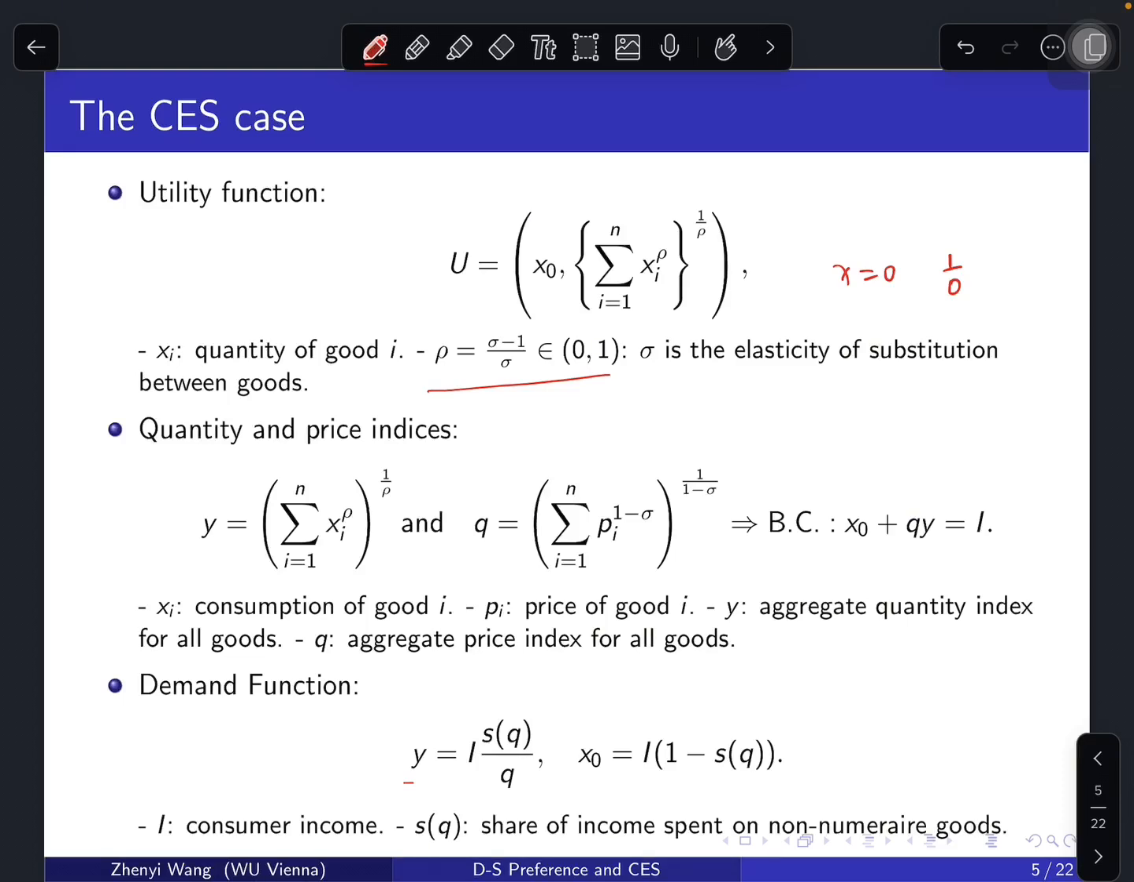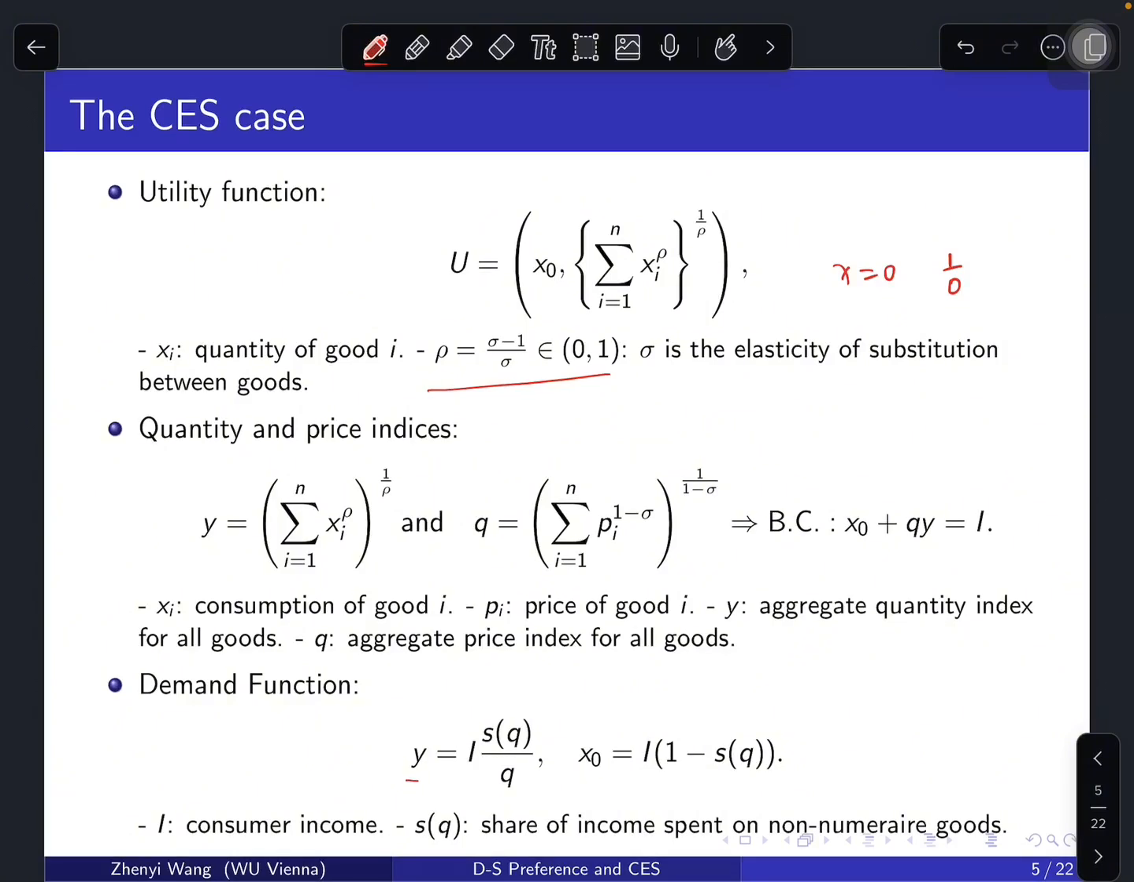Then from solving the utility maximization problem, combining the budget constraint we have seen in the former slides, we can get the quantity and price index. Here we could say that actually y is equivalent to v. And xi is the consumption of good i, pi is the price of good i, and q is the aggregate price index for all goods.